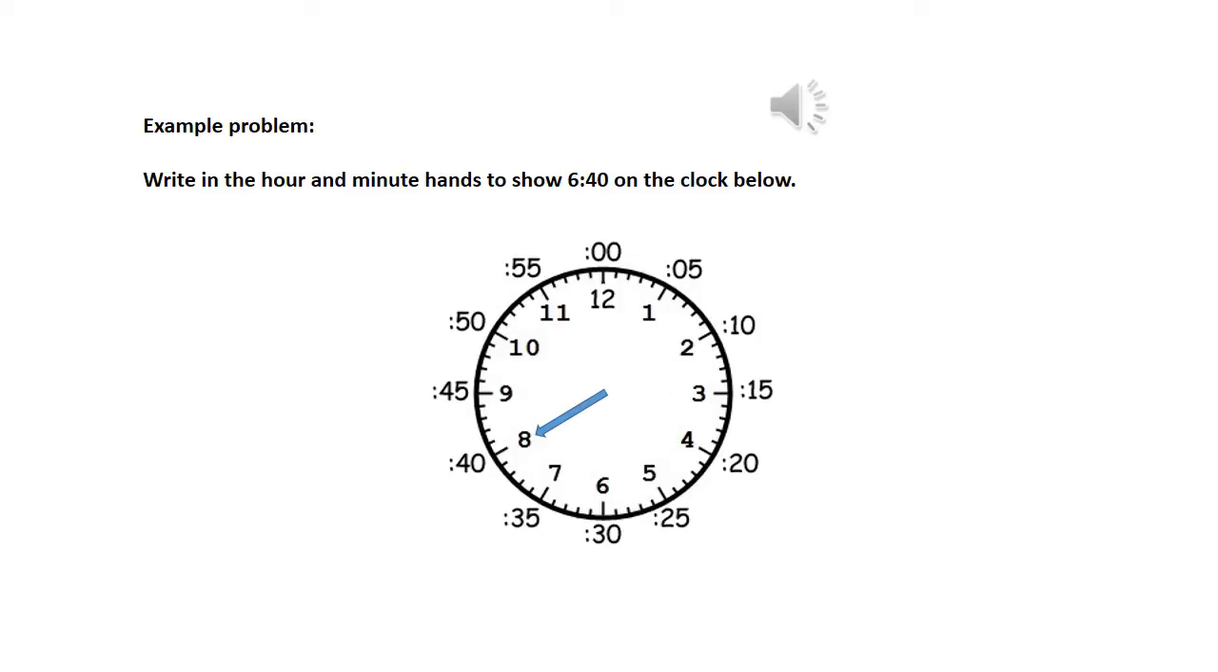Recognize that the minute hand that we drew in is more than halfway around our clock. That means that the arrow that we draw in to show the hour is going to be just more than halfway between the 6 and 7.